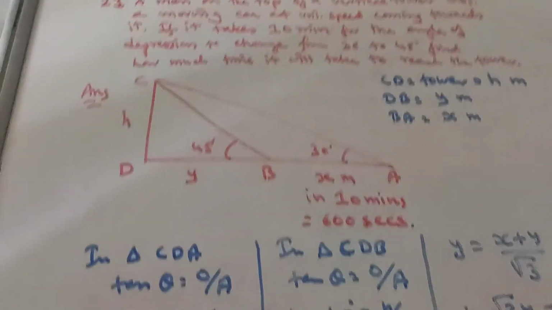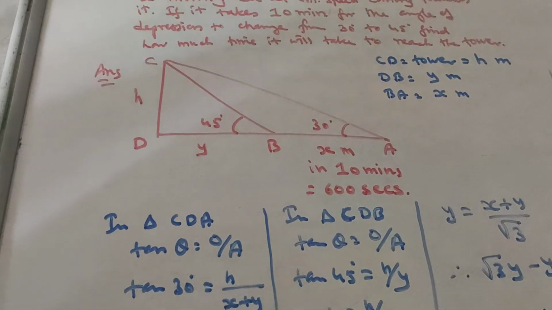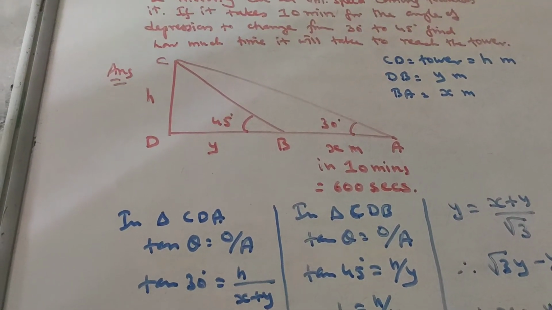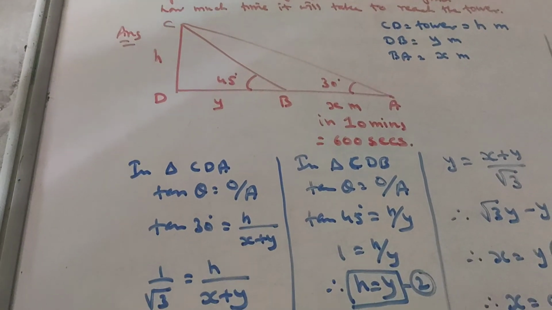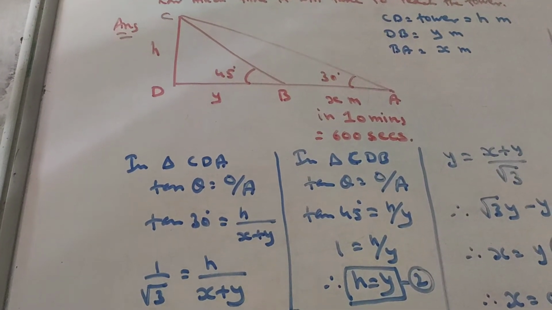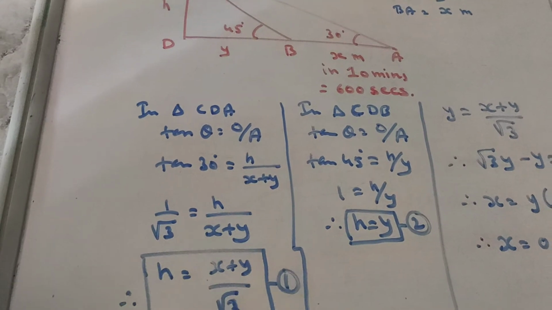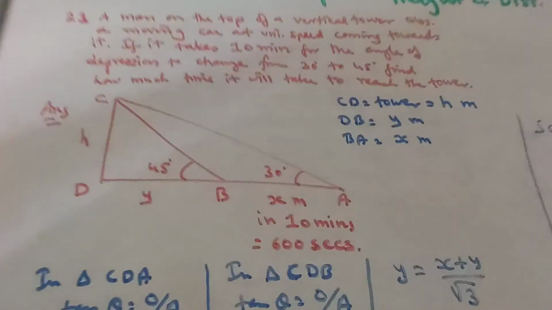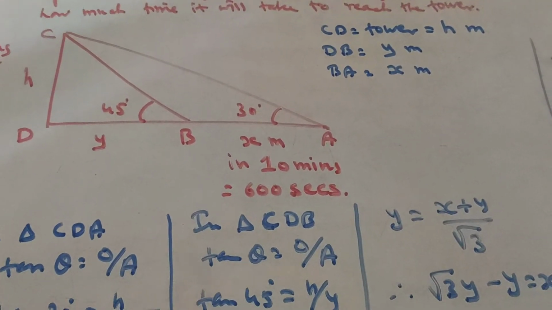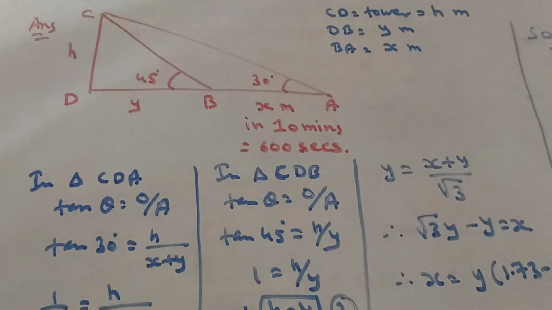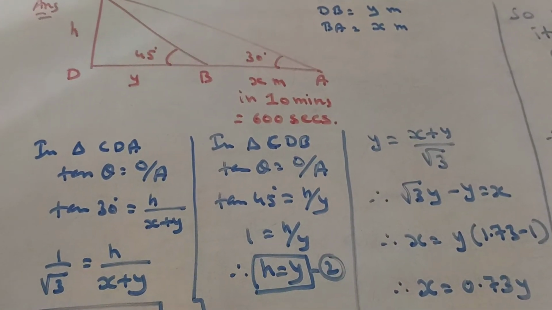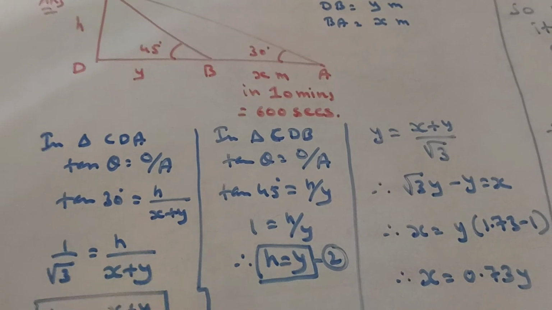So here we get two triangles, that is CDA and CDB. In CDA, tan theta is equal to opposite upon adjacent, tan 30 is equal to h upon x plus y. Therefore 1 upon root 3 is equal to h upon x plus y. Therefore h is equal to x plus y upon root 3. In triangle CDB, tan theta is equal to opposite upon adjacent. So tan 45 is equal to h upon y. 1 is equal to h upon y. Therefore the value of h is equal to the value of y.